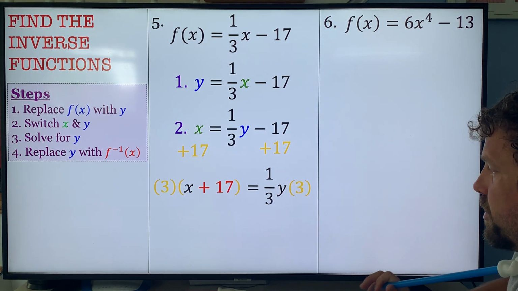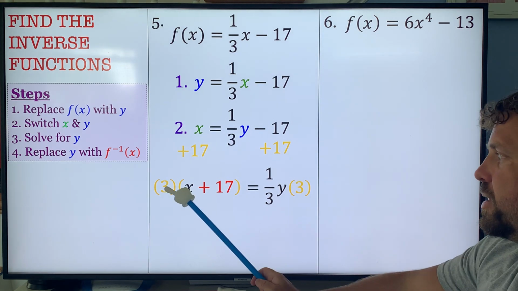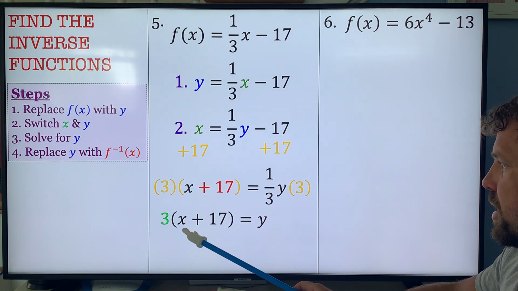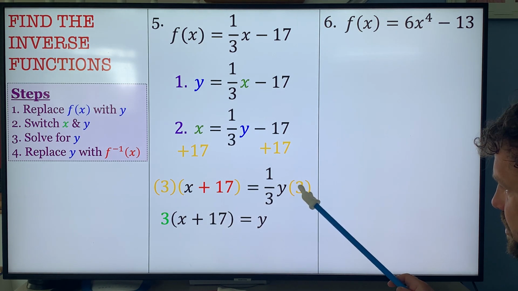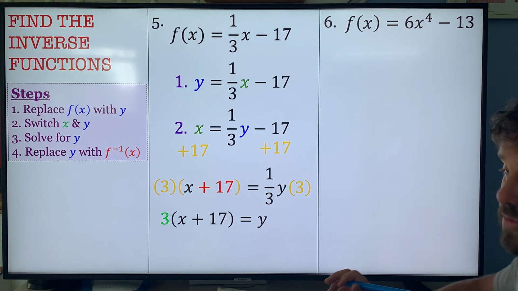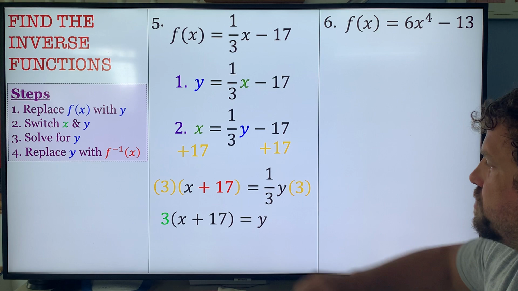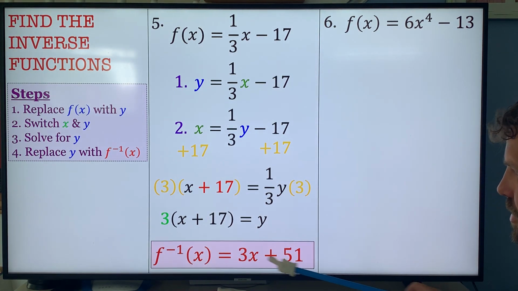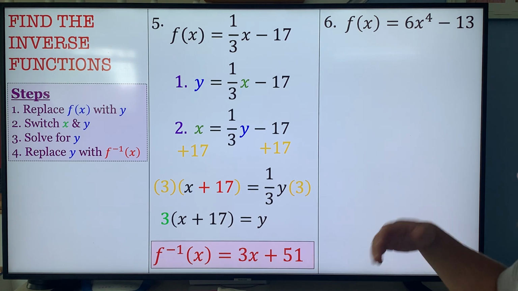To isolate y, I have to multiply both sides by 3. Take the 3, distribute it in. 3 times x plus 17. 1/3 of 3 is 1, so that leaves you with the y, because the 3's cancel out. And you get f inverse of x equals 3x plus 51. Because 3 times 17, obviously, is 51.